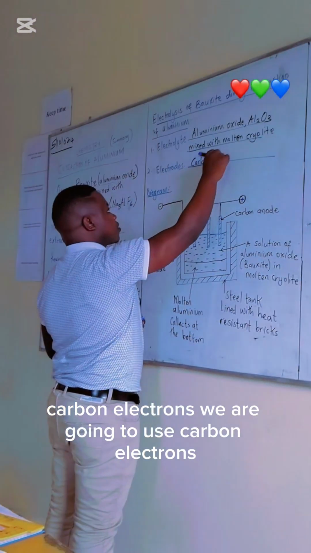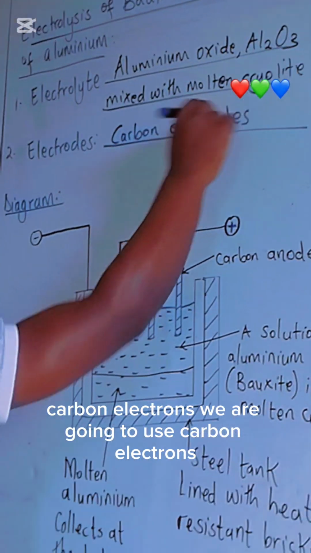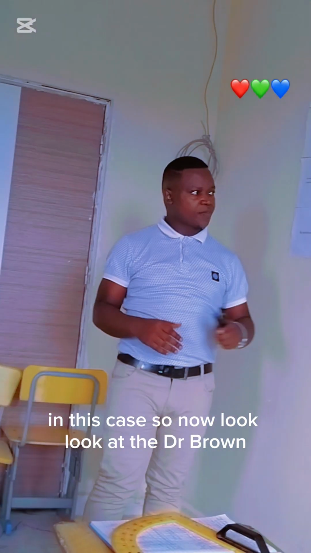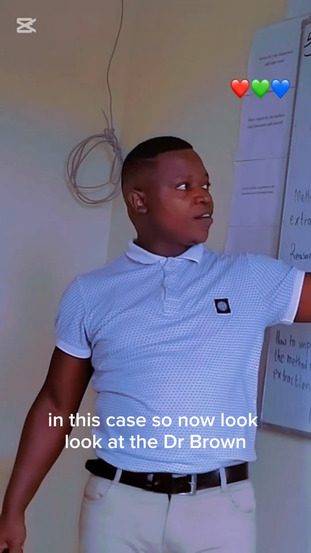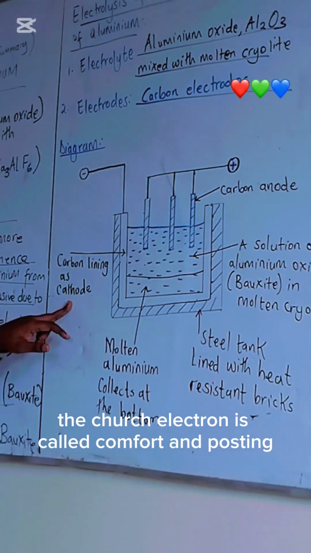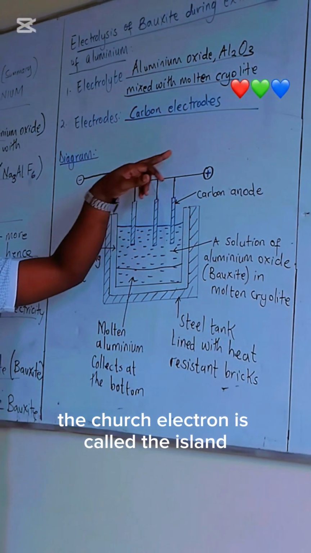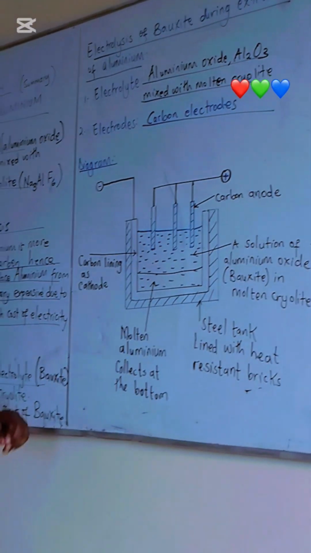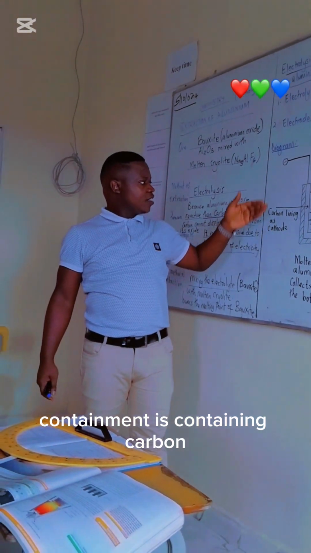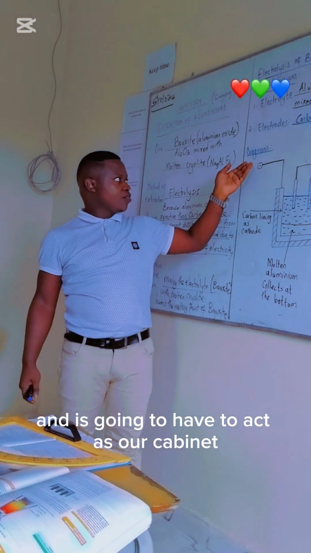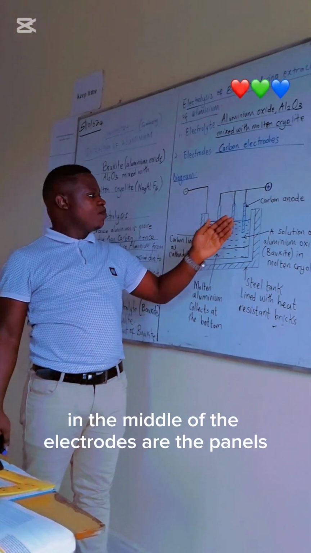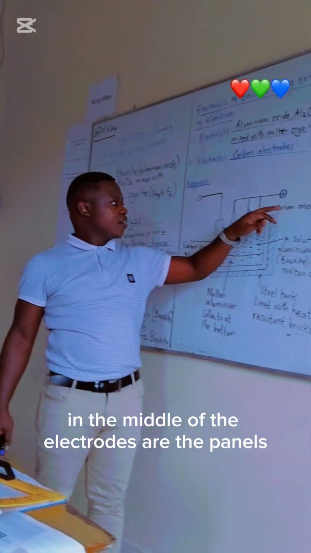carbon electrodes. We are going to use carbon electrodes because carbon is a very unreactive electrode in this case. So now look at the diagram. A negatively charged electrode is called the cathode, and a positively charged electrode is called the anode. So we make sure that the lining of this container is containing carbon, and it's going to have to act as our cathode. And the electrodes in the middle of the electrolyte are the anodes.